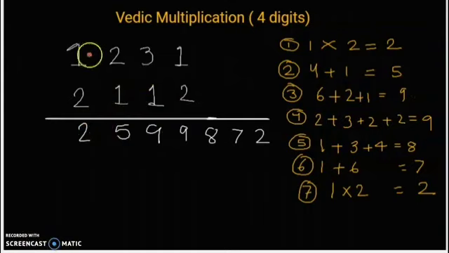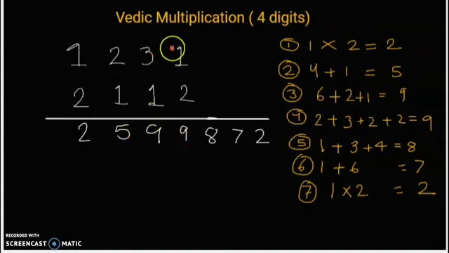Next, we will take all the 4 digits, and again we will do cross multiplication. So 2 times 1 is 2, 1 times 3 is 3, 1 times 2 is 2, and 2 times 1 is again 2, and then we will add them. So 2 plus 3 plus 2 plus 2, that is 9. So in the fourth step we will write 9.